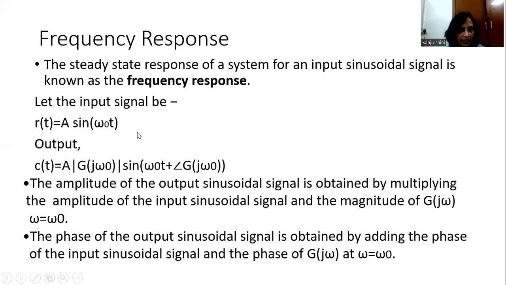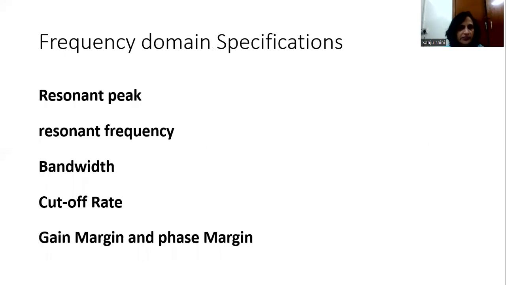So like we have a number of specifications with respect to the time response, similarly, in the case of the frequency response, we have a number of specifications which are to be specified for a particular system. These specifications are resonant peak, resonant frequency, bandwidth, cutoff rate, gain margin, and phase margin. What is the resonant peak?